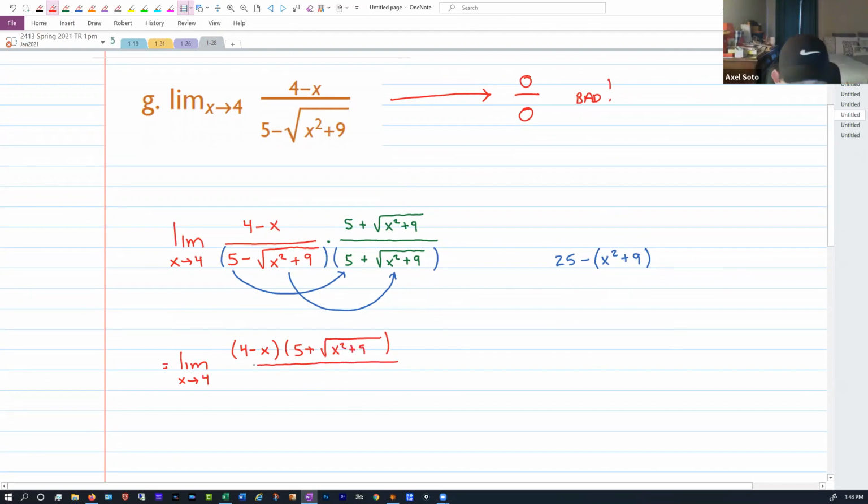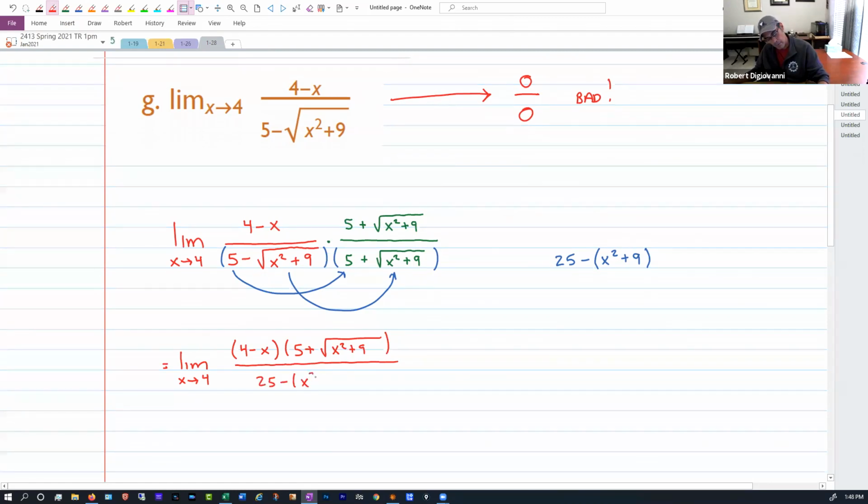You got to there? Okay, so here's where we are. All right, you ready for the next step? Let's clean this up. What is this? What's 25 take away x squared? And then you could distribute the negative through, make that a minus 9. What would that turn into down there?